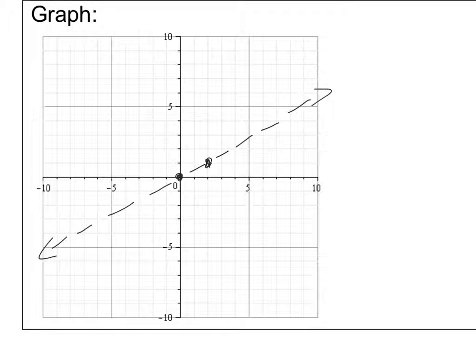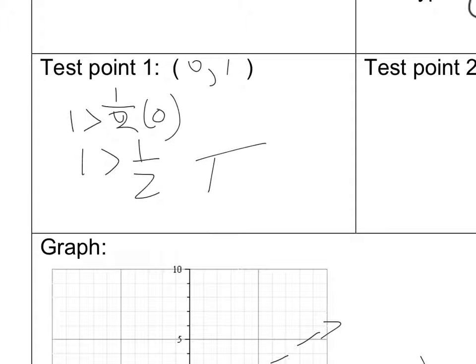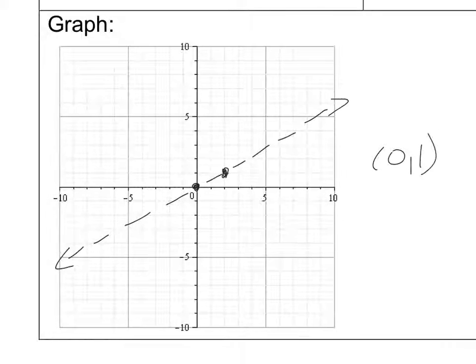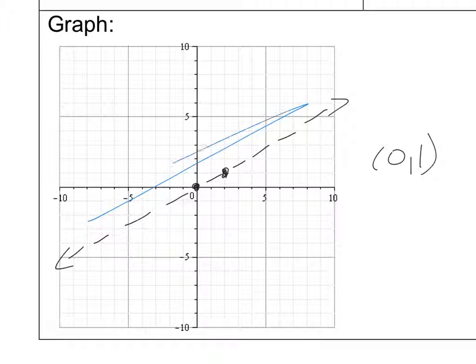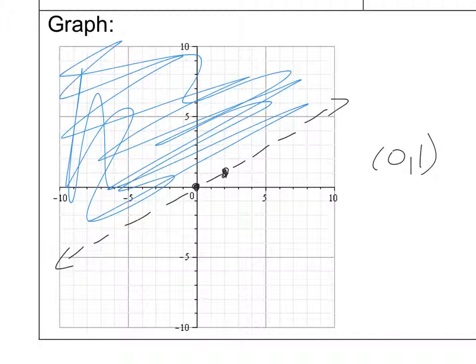Now those test points meant pick a number that the line is not on. So like if I did 0, 1, and I go up and plug it back in. 0, 1. So you get 1 is greater than 1/2 times 0. Is 1 greater than 1/2? It's true. So what that means is you shade above because the test point was true. If the test point is false, you shade the opposite. Okay? Let's look at some more.